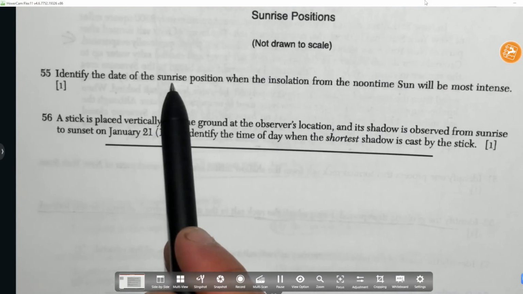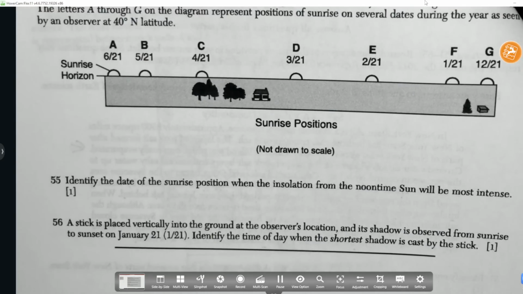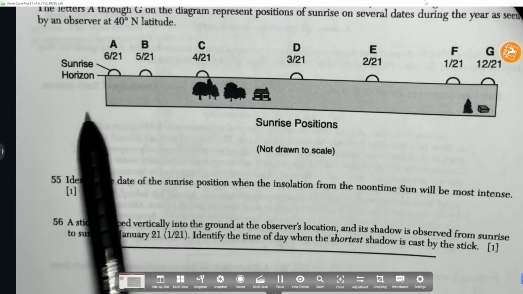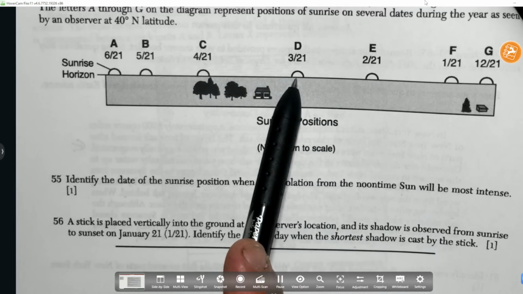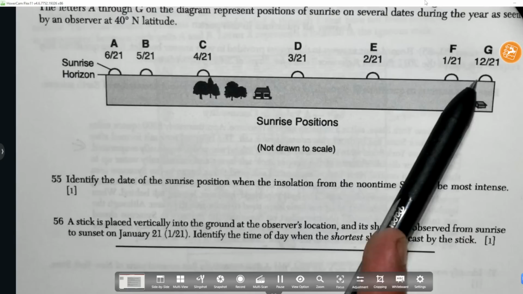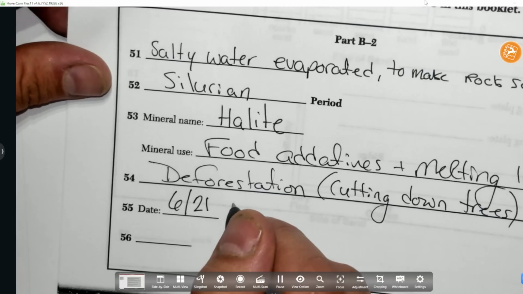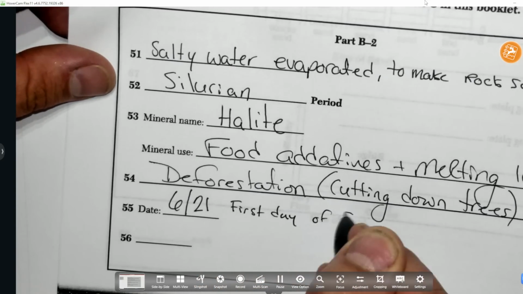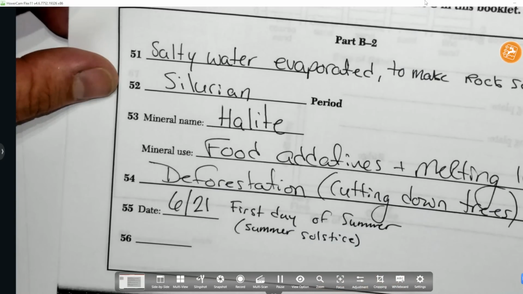55. Identify the date of the sunrise position when the insolation from the noontime sun will become most intense. So, when is the sun the brightest out of all these dates? March 21st is one of the equinoxes, so it's actually right in the middle. 12/21 is the shortest day of the year, the first day of winter, so that would be the dimmest. So yeah, 6/21 would be the best. So for the date 6/21, this is the first day of summer, aka the summer solstice. You really should memorize that date.